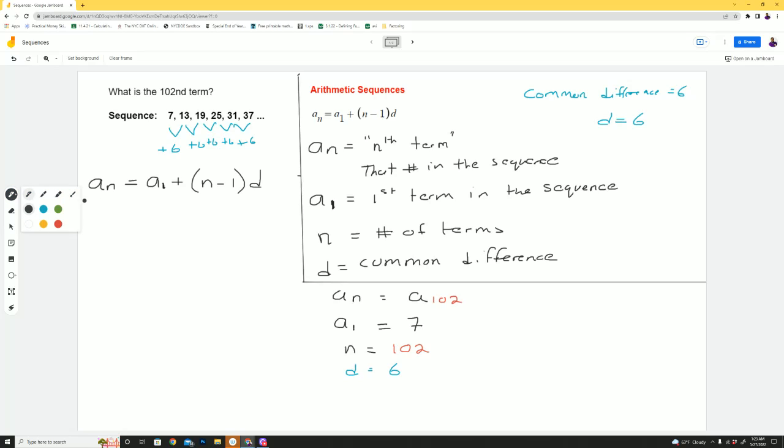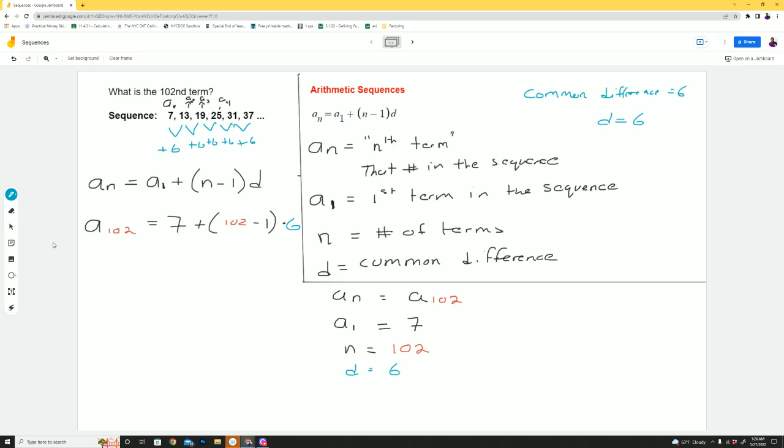For example, we're looking at the terms before I write this. A sub 1 is our first term. If I wanted to represent the second one, that would be a sub 2. Our third, a sub 3. Our fourth is a sub 4, so on and so forth. So a sub, now we're looking for the 102nd term, 102 is equal to a sub 1, our first term, so I'm going to plug in that 7. 7 plus our n value is 102, you're going to do minus 1, close parentheses. And our d value, our common difference that we're multiplying by, is 6.